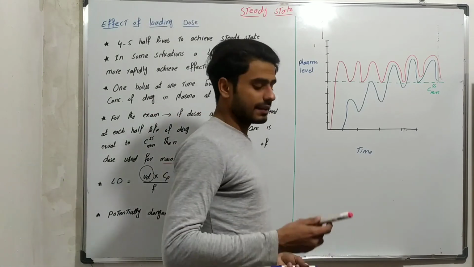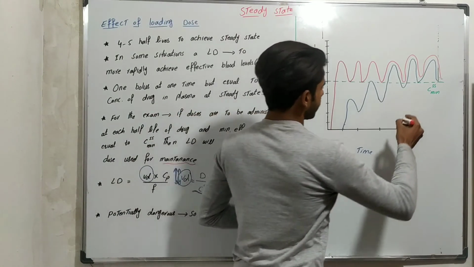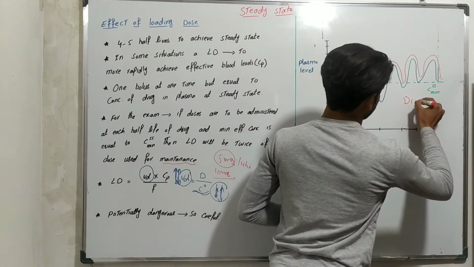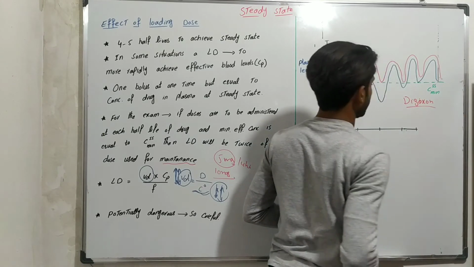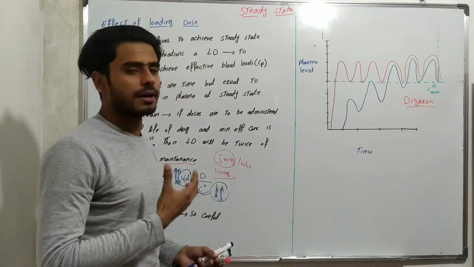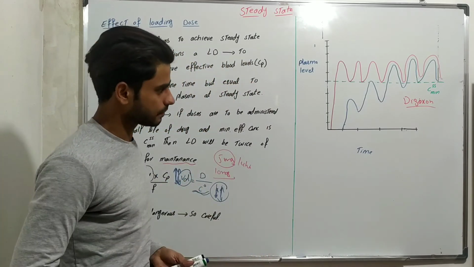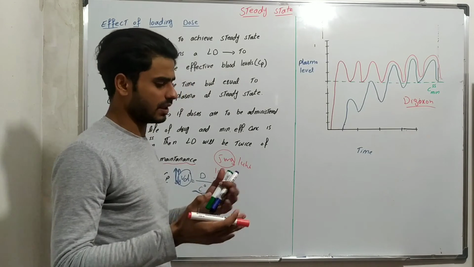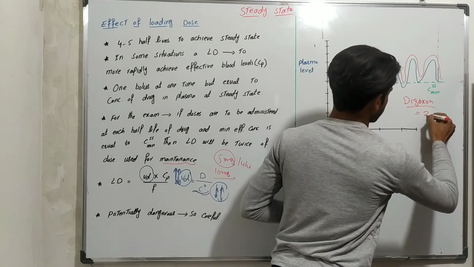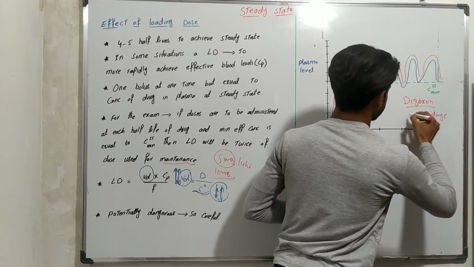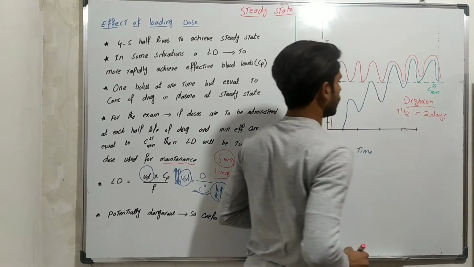In the graph, I will take the example of the drug digoxin. Digoxin is used for arrhythmia; it controls the heartbeat of our heart. Digoxin is used for the arrhythmia disorder. And digoxin's half-life is 2 days.